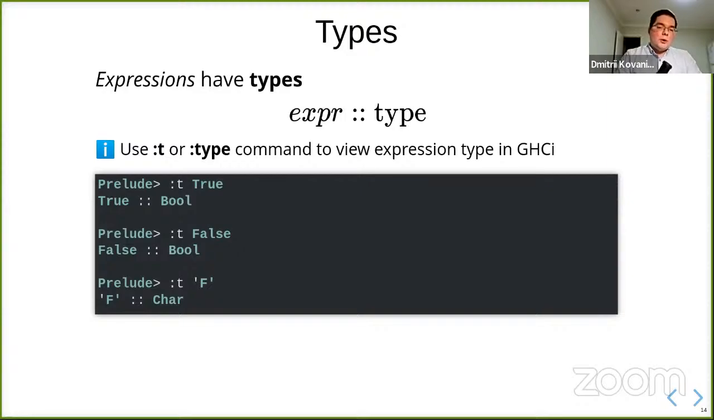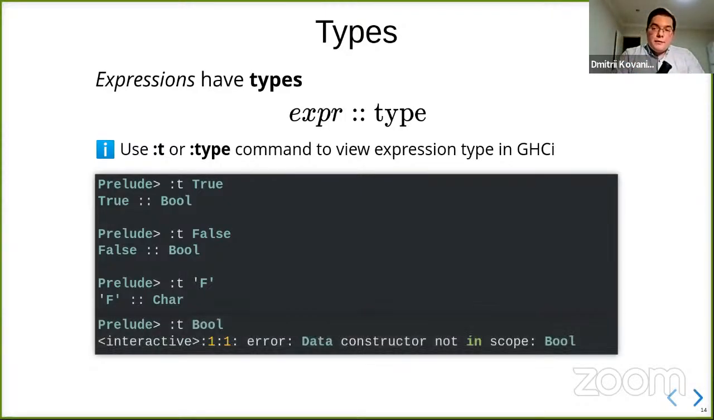For example, if we check the type of true, GHCi says true has type Bool. Okay, what is the type of false? The type of false is also Bool. And what is the type of the character F put in single quotes? It says, okay, its type is Char. So Char is a type for characters. You can think of a type as a set of possible values. So all values have types, and types just tell which set a value belongs to. Different types might have different values.